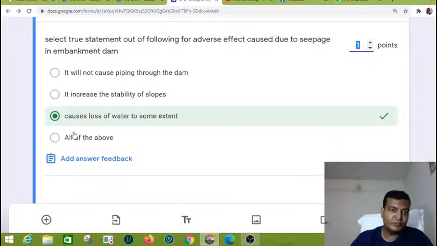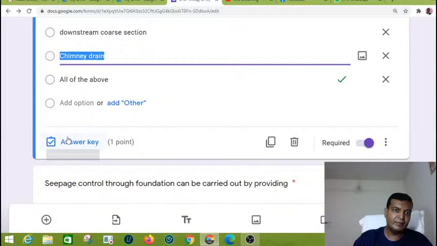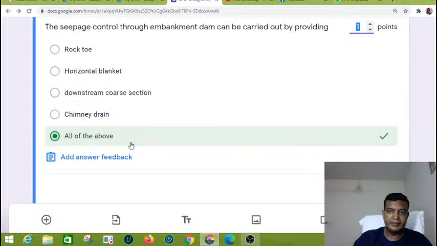Next objective. The seepage control through the embankment dam can be carried out by providing rock toe, horizontal blanket, downstream core section, chimney drain, all of the above. The answer is all of the above. Here you can see the answer key, that is all of the above.